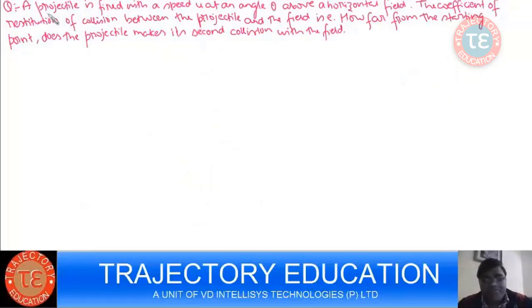See, the question is, a projectile is fired with a speed u at an angle theta to the horizontal field. The coefficient of restitution of collision between the projectile and the field is E. How far from the starting point does the projectile make its second collision with the field? This is very similar to the last question. Let me draw the figure first.